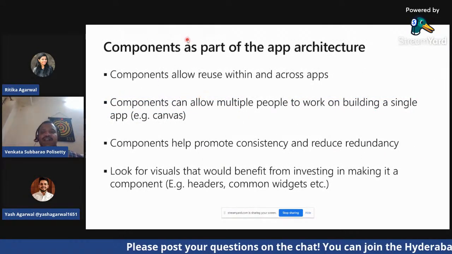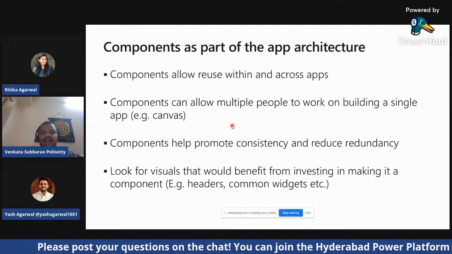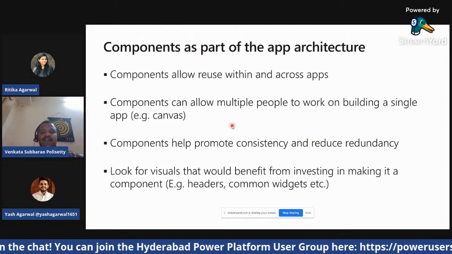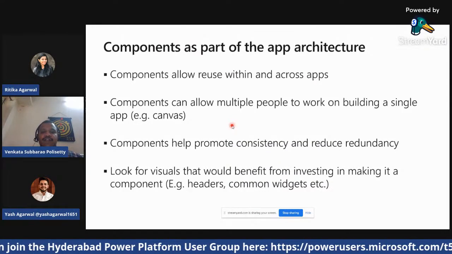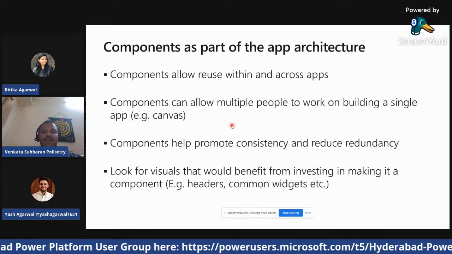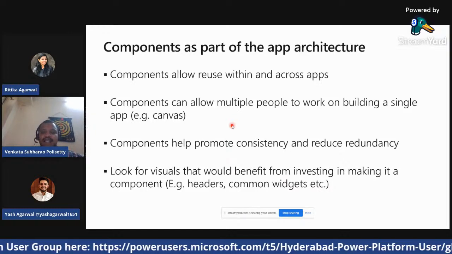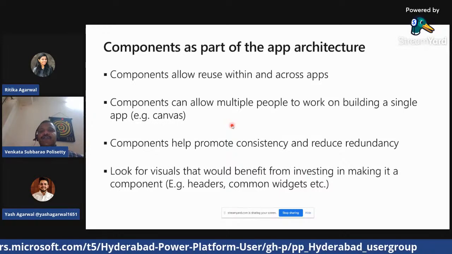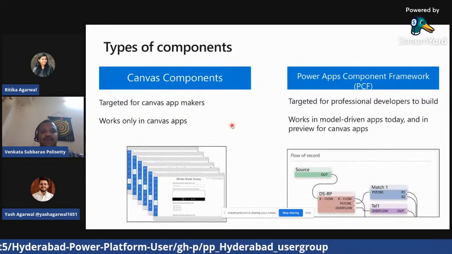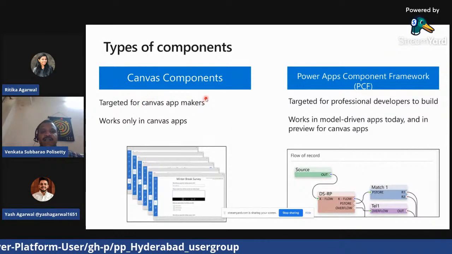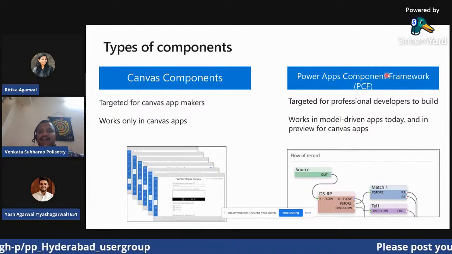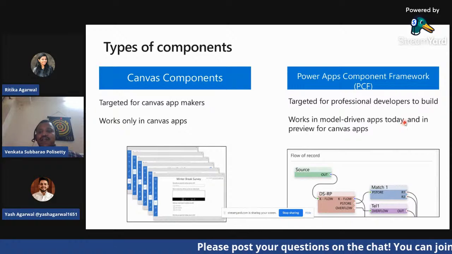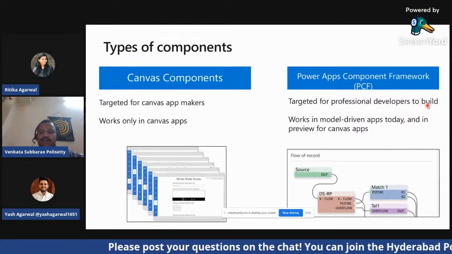As I mentioned, what are all the components that are needed? The components could be canvas apps, headers, common widgets, or PCF controls. All these things can be used along with the components. In layman's terms, components allow reuse across apps. Canvas components, targeted for canvas app makers, work only in canvas apps. PCF, targeted for professional developers to build, works in model-driven apps today and is in preview for canvas apps.